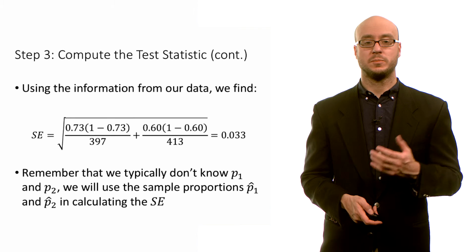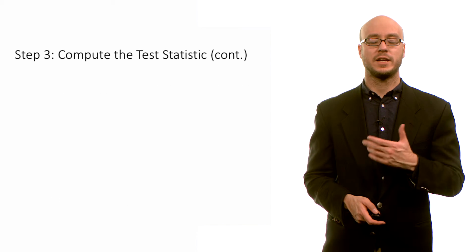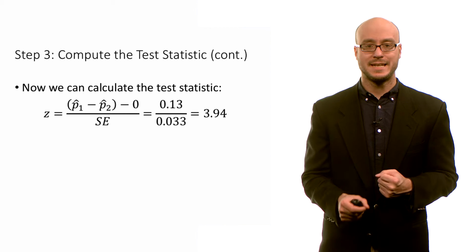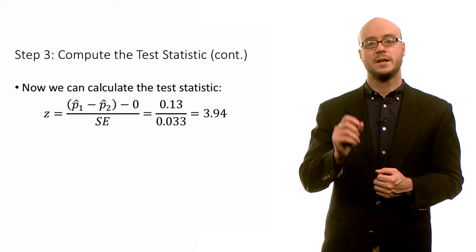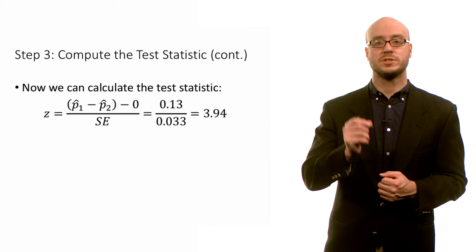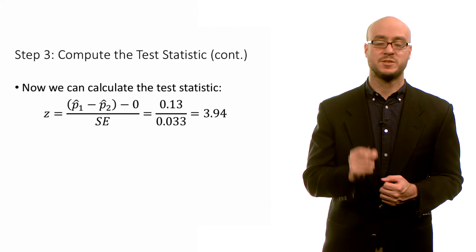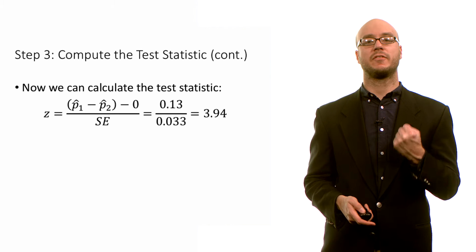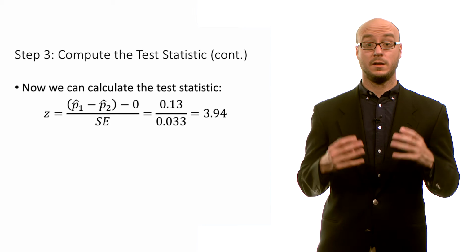Again, we're using p hat 1 and p hat 2 to calculate the standard error here. Now we can calculate the test statistic. The test statistic is simply that difference of sample proportions minus 0, because 0 is our null hypothesis, divided by the standard error. And we have the z-test statistic at 3.94.